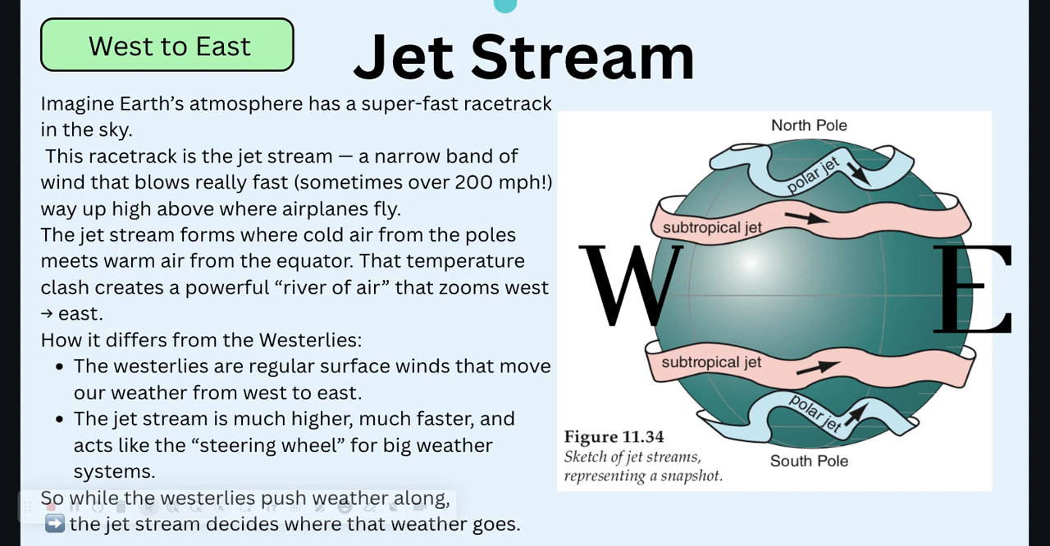How it differs from westerlies, because I always get, I'm like, but that's kind of what the westerlies are. The westerlies are regular surface winds that move our weather from west to east. So the westerlies move our weather, okay? The jet stream is much higher, much faster, and acts like a steering wheel for big weather systems. So while the westerlies push weather along, the jet stream decides where the weather goes. So it steers it.